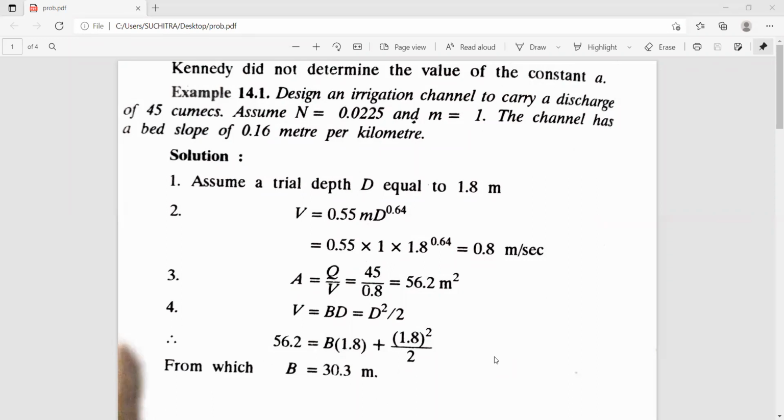So these are the problems on Kennedy's method of channel design. You can go through them, and also you can solve those problems, and the procedure remains the same. The design procedure for Kennedy's method and Lacey's method of channel design.